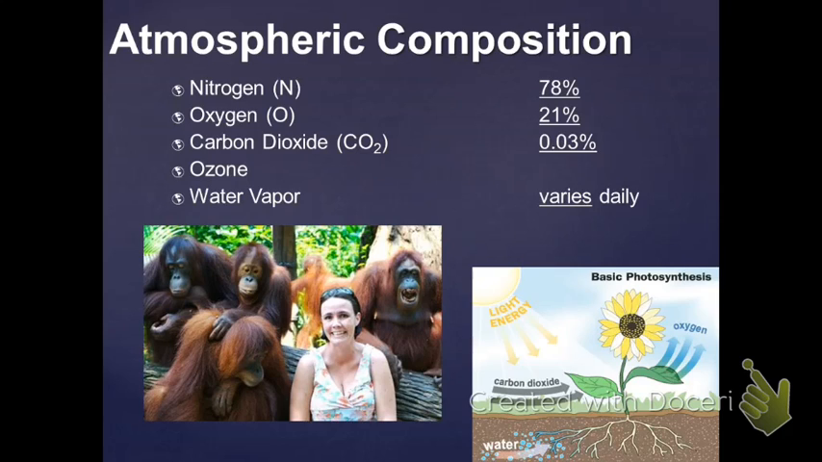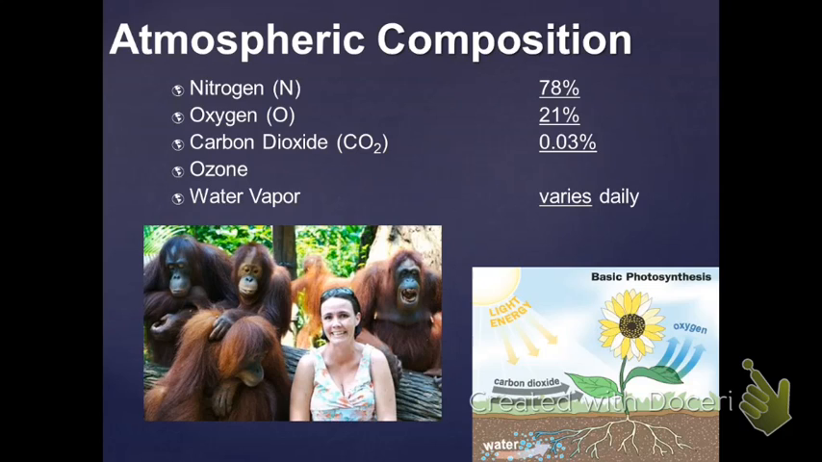Our present-day atmospheric composition consists of 78% nitrogen, 21% oxygen, very small amounts of carbon dioxide, and an ozone layer, which is a form of oxygen that combines 3 oxygen atoms into each molecule. If we didn't have the ozone to filter out most of the ultraviolet radiation, our planet would become uninhabitable for many living organisms. And there is also water vapor present.